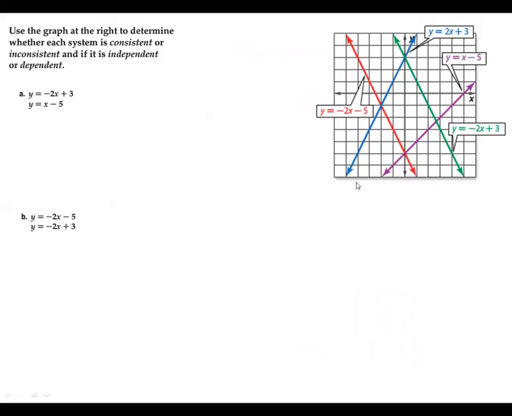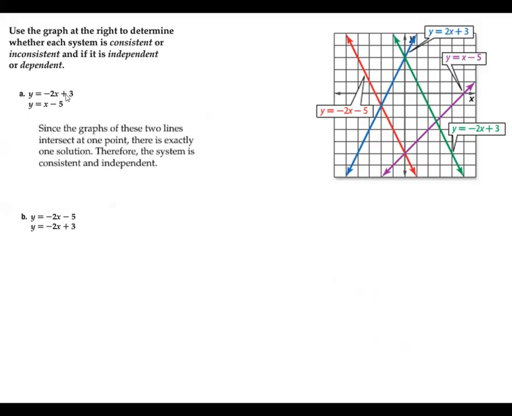All right, let's use the graph at the right to determine whether each system is consistent or inconsistent, and if it is independent or dependent. So graph A is y equals negative 2x plus 3. So it's the green one, and y equals x minus 5, the blue one. So you can see that those two intersect only once. So the system is consistent and independent. Consistent means that there's at least one solution, and independent means there's exactly one solution.